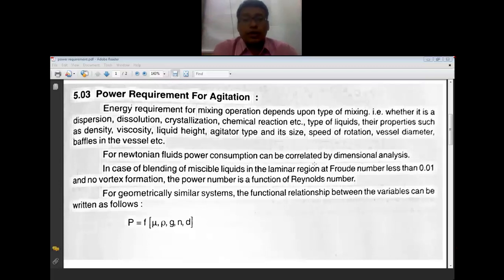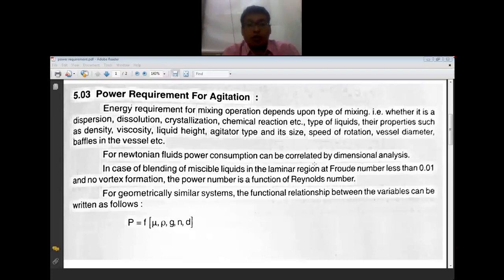Now, the power requirement is calculated based on certain correlations, that is the power number, the Froude number, and the Reynolds number. In the general case, for Newtonian fluids, the power consumption can be correlated by dimensional analysis. What is this dimensional analysis? You have already studied that in mathematics.